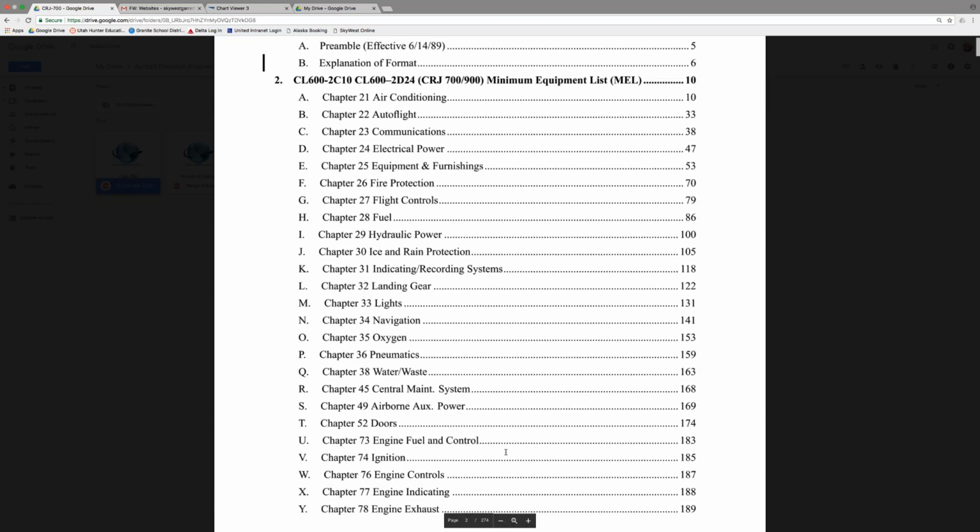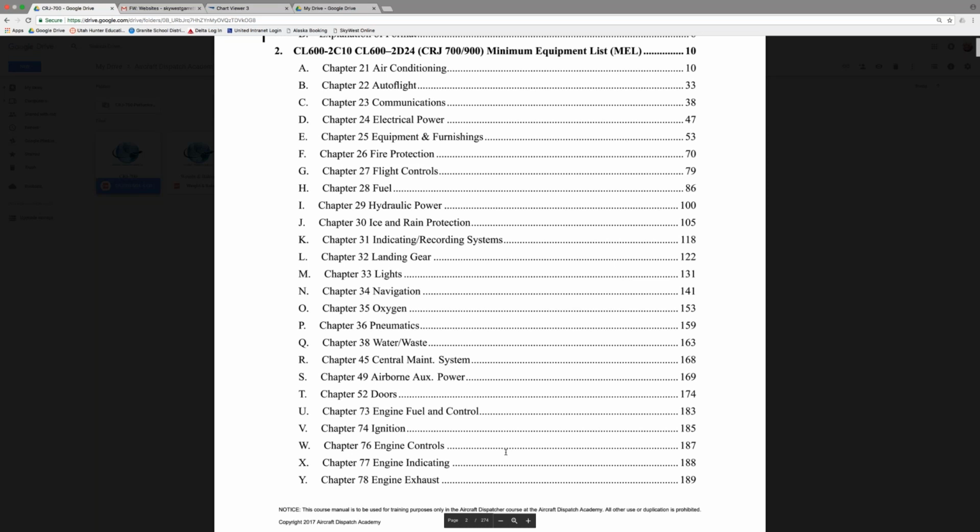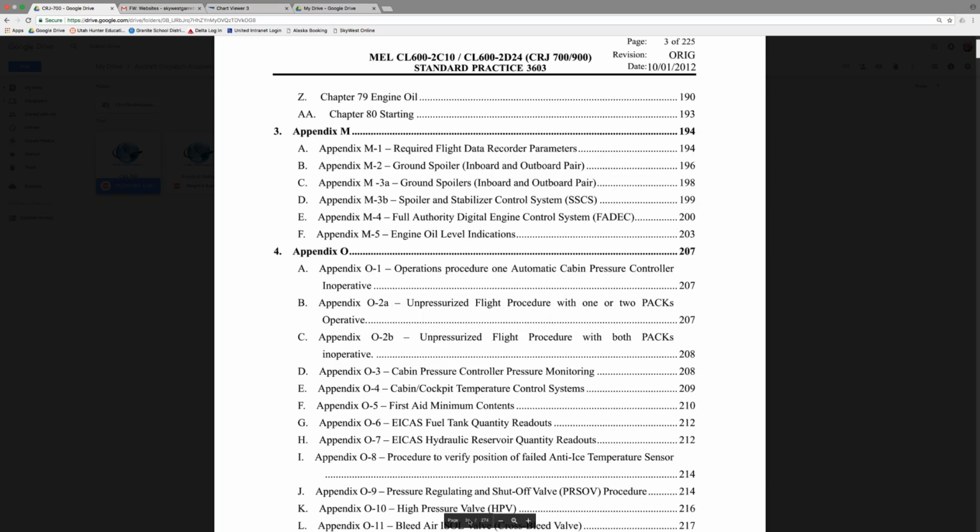Now, what system is our bleed air? So air equates to? Pneumatics. Perfect. So what we would do is we go to our pneumatics section, page 159, right? We can just type it in down here.